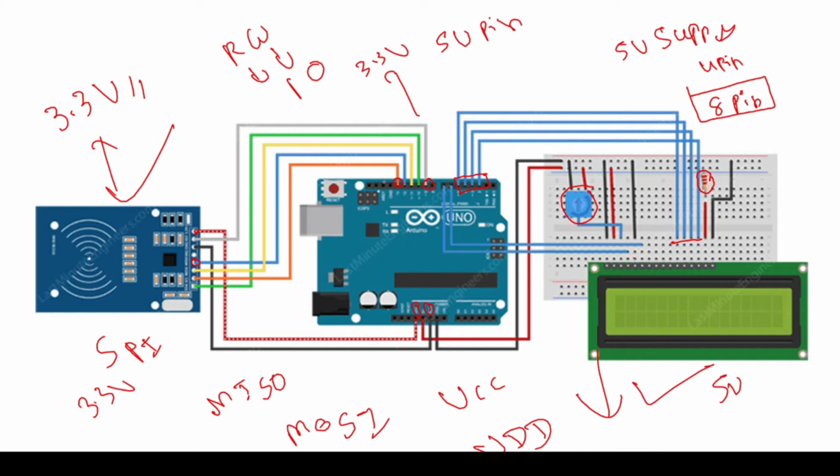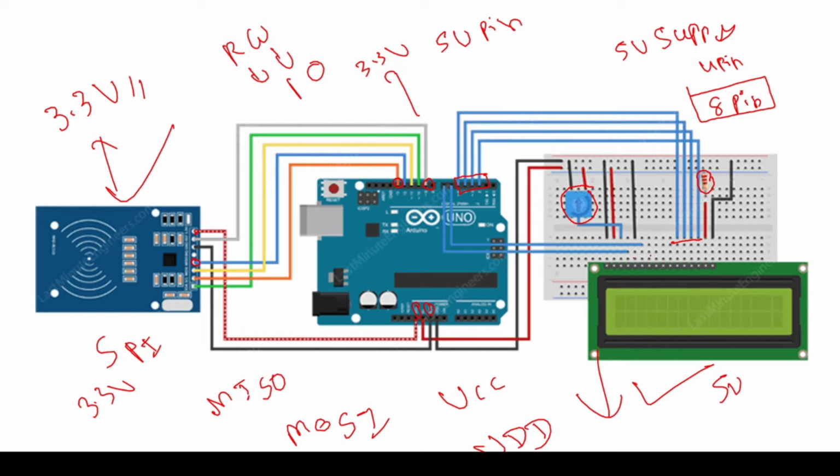So you have to find out the SPI pins of the Arduino, and in the SPI pins, one will be SCK, one will be SDA, one will be MISO and one will be MOSI. So depending upon that, we will connect them to this. And the LCD pins, the data pins will be connected to any 4 or 8.